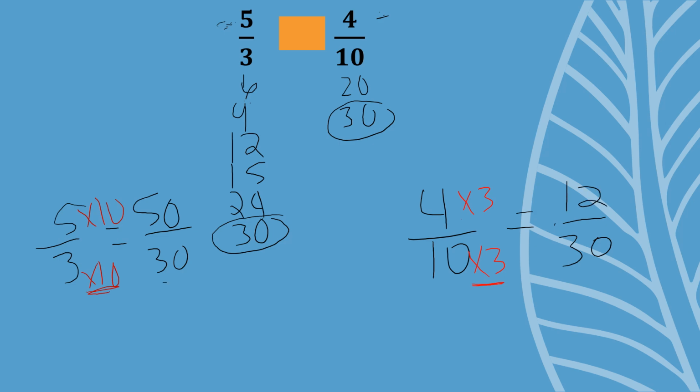So now I'm coming out of the same whole because I have the same denominator. So 50 compared to 12. 50 is larger. So therefore, since 50/30 is my equivalent fraction for 5/3, that means 5/3 is greater than 4/10. Okay, next.